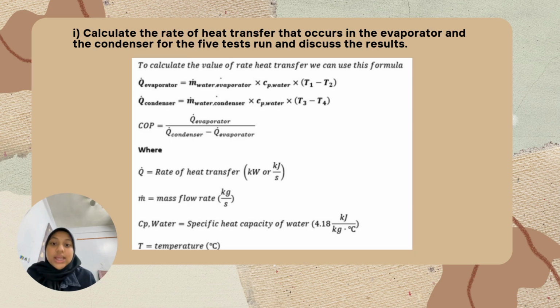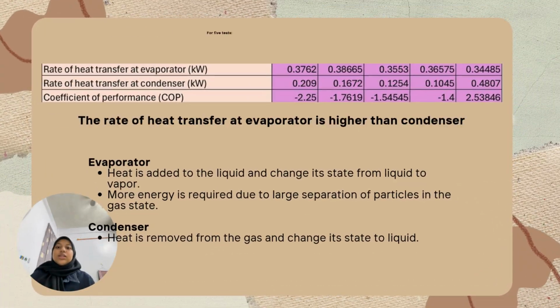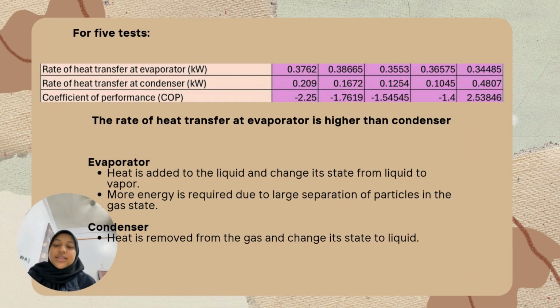And COP is Q evaporator over Q condenser minus Q evaporator. So in the first test, with a compressor flow rate of 50 g per second, the heat that we can get in the evaporator is equal to 0.3762 kilojoule per second or kilowatt. And Q condenser is 0.209 kilojoule per second or kilowatt. And also the COP in the first test is negative 2.25. So the calculated values for the 5 tests are as shown.